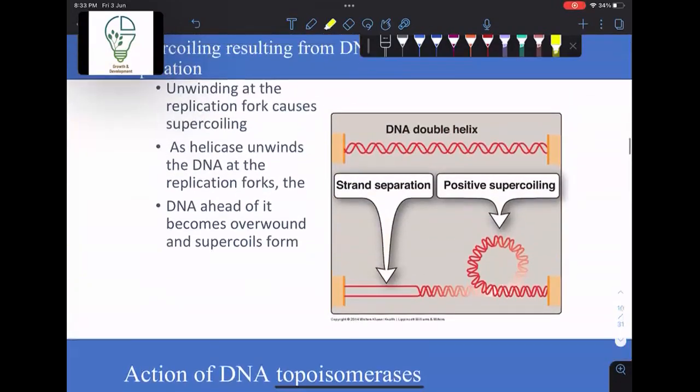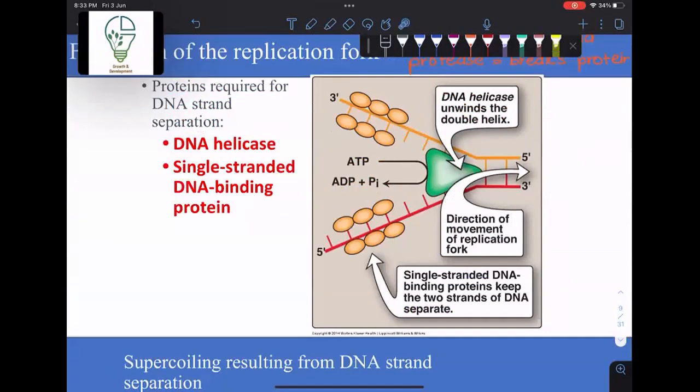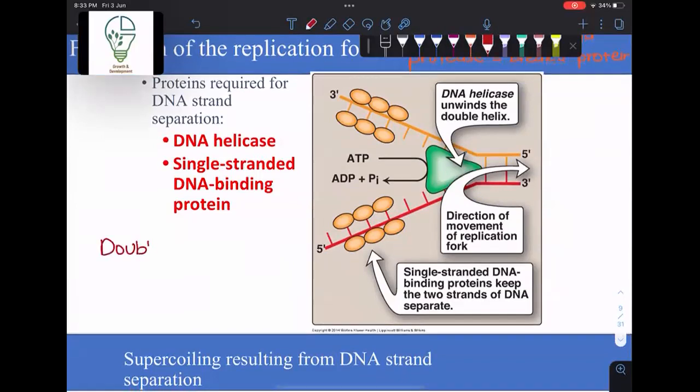So one more time, let's go back here and let's summarize very quickly what we've discussed so far. The DNA molecule is made up of two strands, and the structure is called a double helix, okay?